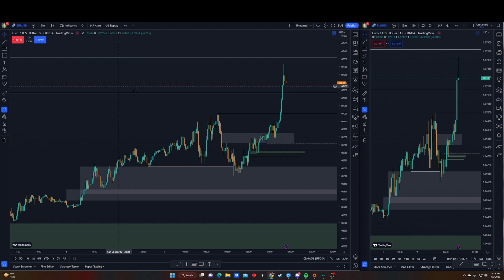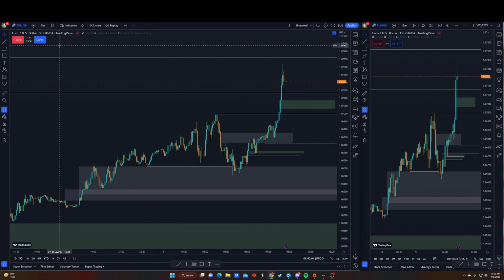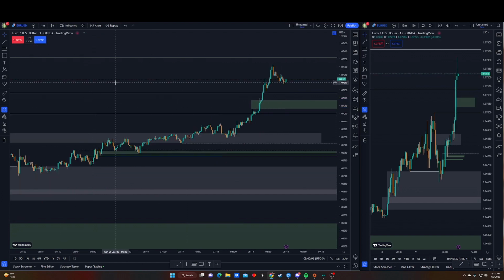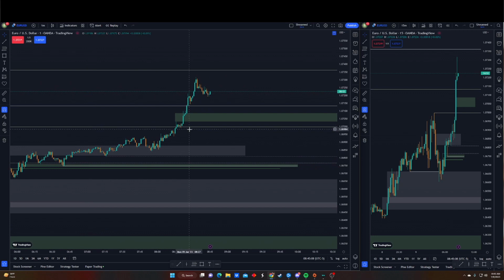You know what? I find it interesting this gap is above this high. I find that interesting. So now we're gonna be watching.